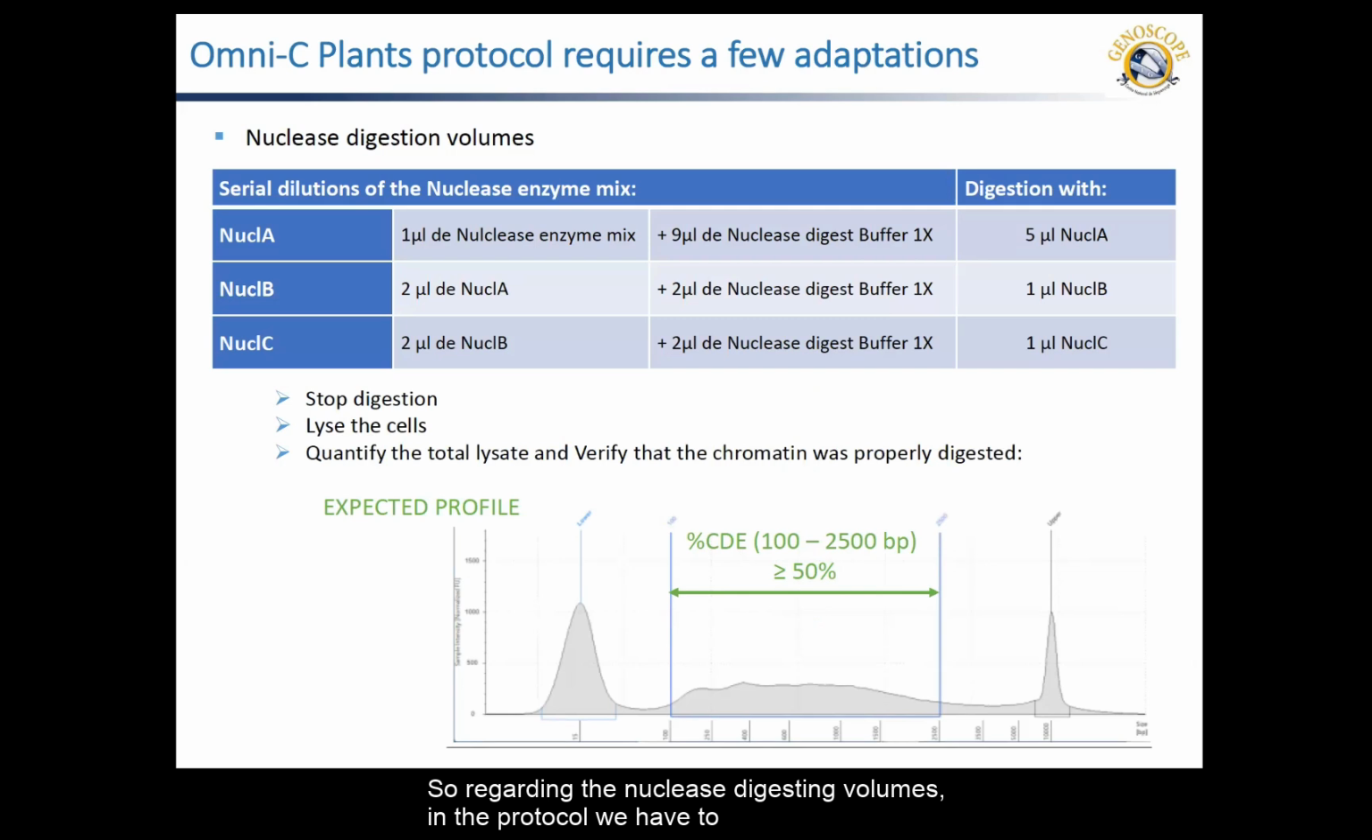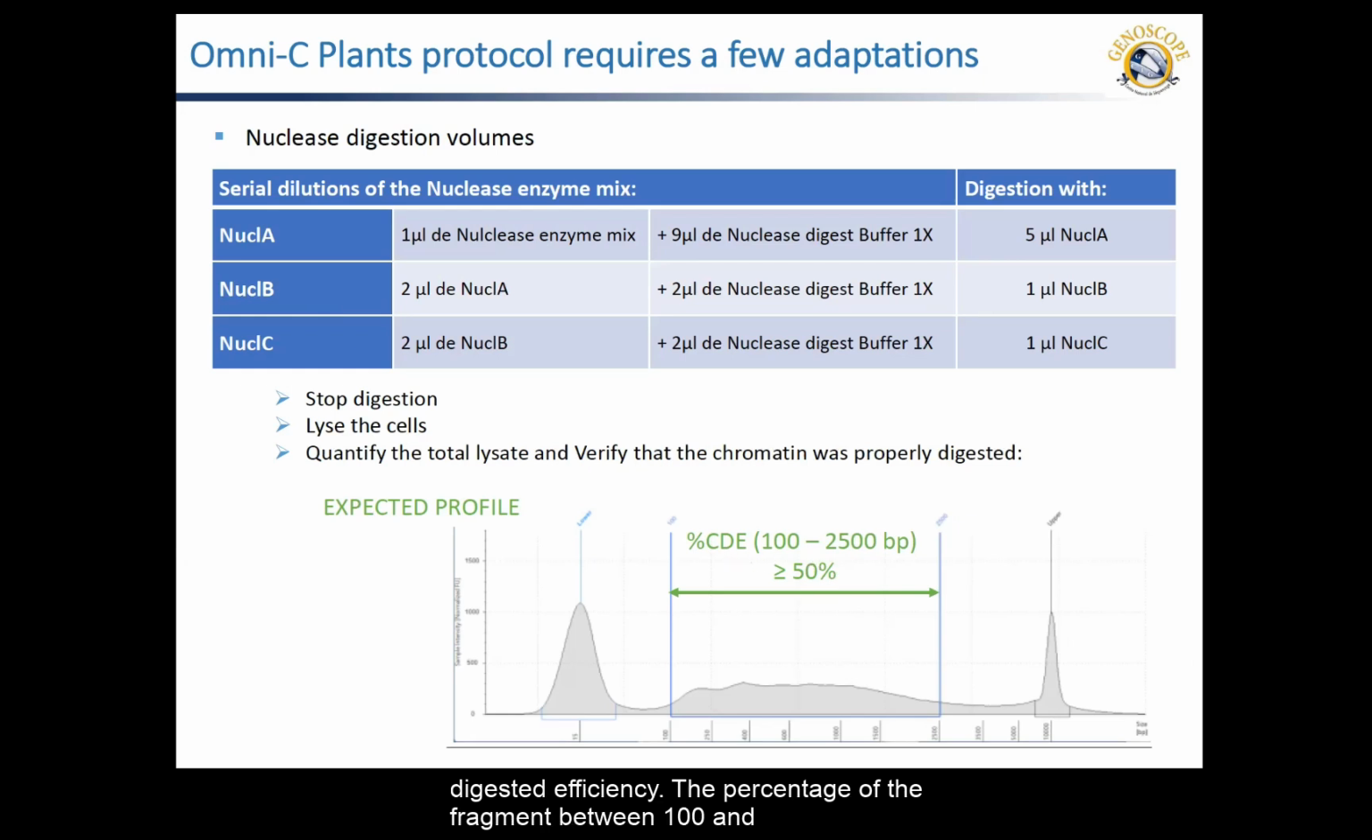Regarding the nuclease digestion volumes, in the protocol we have to perform serial dilutions of the nuclease mix. For beginners, we have 3 conditions: nuclease A, B, and C. We use the nuclease A for the nuclease B, and then the nuclease B for the nuclease C. We start the digestion, lyse the cells, quantify, and verify that the chromatin is properly digested. We should obtain more than 50% of chromatin digestion efficiency.